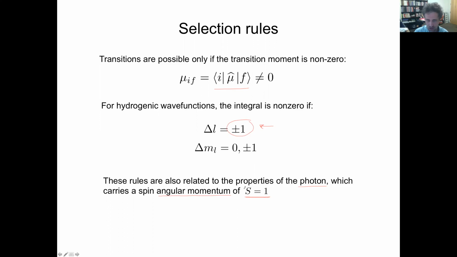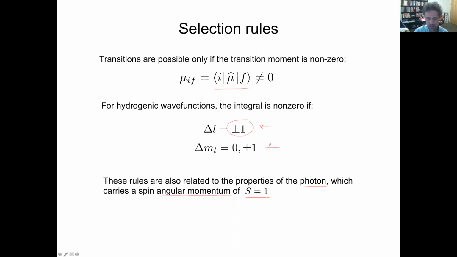And it does so by going up or down in angular momentum. That's defined by this L here. So what the photon had in spin angular momentum, the electron is going to take up in terms of orbital angular momentum. And that's why it goes up and down by 1.